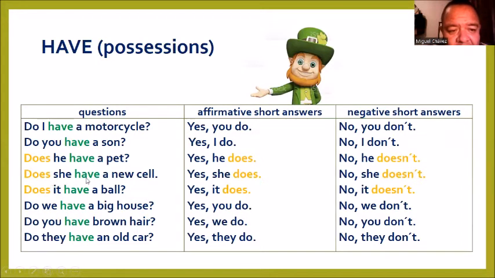Does she have a new cell? Yes, she does. No, she doesn't. Does it have a ball? Yes, it does. No, it doesn't. Remember that the auxiliary verbs do and does refer to the simple present tense.